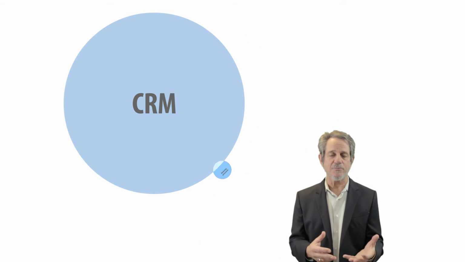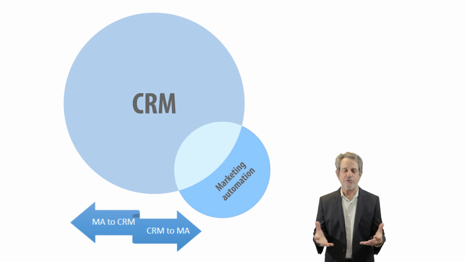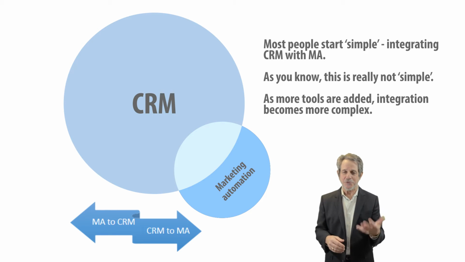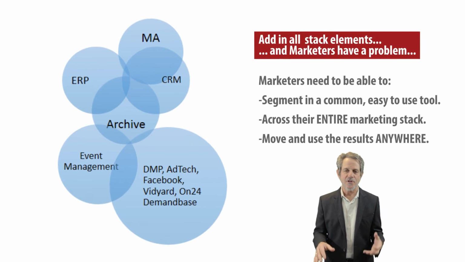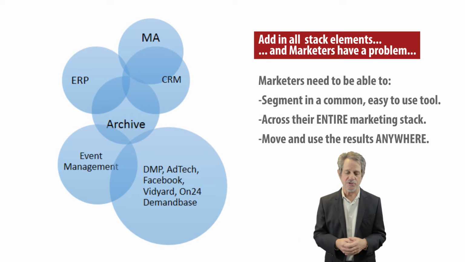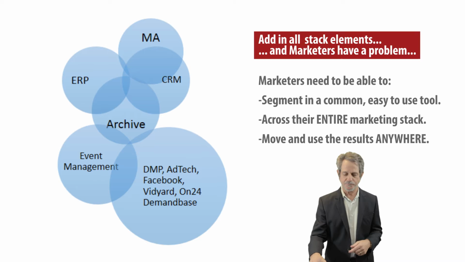So what's in your stack today? Well, most people start with their CRM system, their marketing automation tool, and try to integrate those tools. A simple integration. But as you know, if you've tried to do any type of integration, integrations on their own are not simple. What happens when you add other tools? The amount of work just increases geometrically. Marketers need to segment in a common, easy-to-use tool across their entire marketing stack, one tool that works for all systems, and then move the results of that segmentation to the place where they need them.